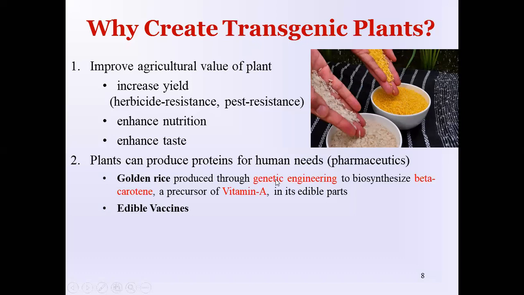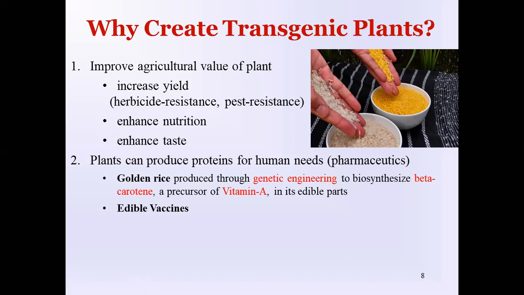A gene was transferred, and that gene was beta carotene, which is a precursor for vitamin A, and due to its color the grains become golden, yellowish golden in color. So that was golden rice. Golden rice is one of the examples of transgenic plants, and within the market we have this transgenic golden rice.